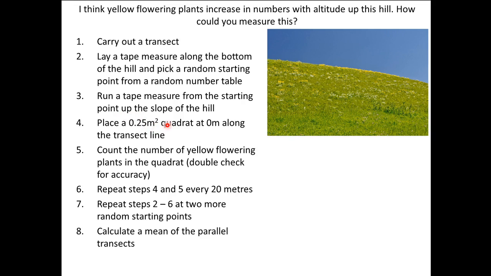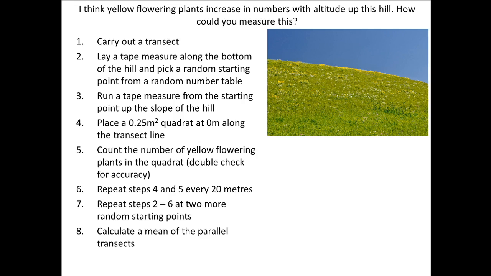I'm going to place my quadrat at 0 meters along the transect line. So there's my imaginary transect line that's not shown, and I pop a quadrat at the bottom here. And I count the number of yellow flowers as we did before, double checking for accuracy as we did before. Then we repeat steps 4 and 5 every 20 meters. So it's systematic. I don't do any more random placement of quadrats. I start at 0, go to 20, 40, 60, 80, 120. There's a systematic measuring up the hill.